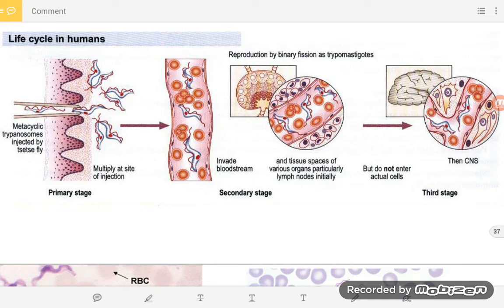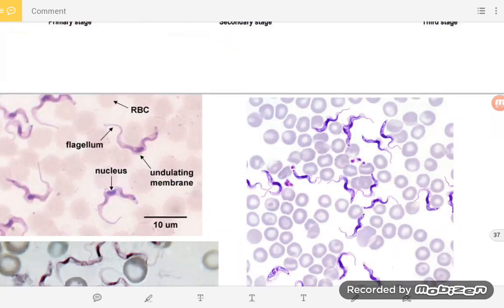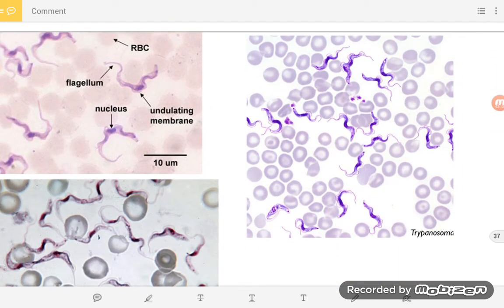Then it enters into the various tissues, right? Lymph, CSF, like that, it enters there, and morphologically they are changing. They are morphologically similar, but the form is somewhat different, right? So again it becomes an epimastigote form, right? This is the picture of the trypomastigote form.